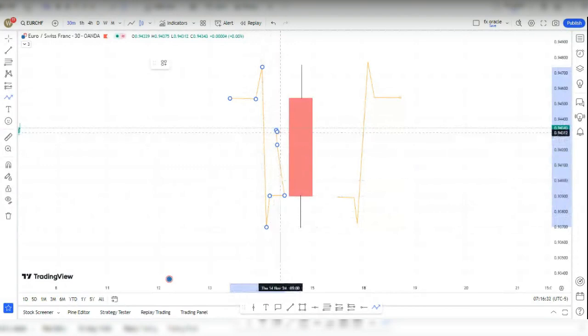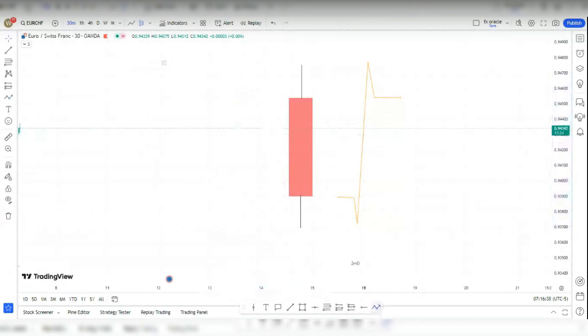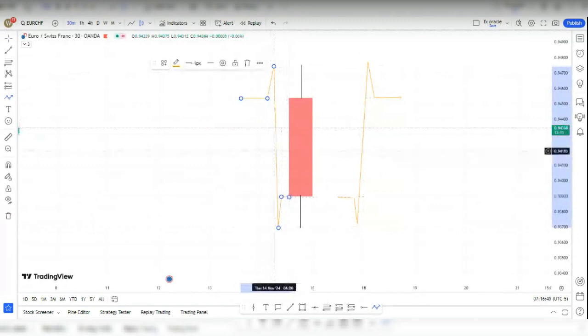Oh, hold on. Let me draw that well. The opening here, the high, the low, and we have the close. All right.